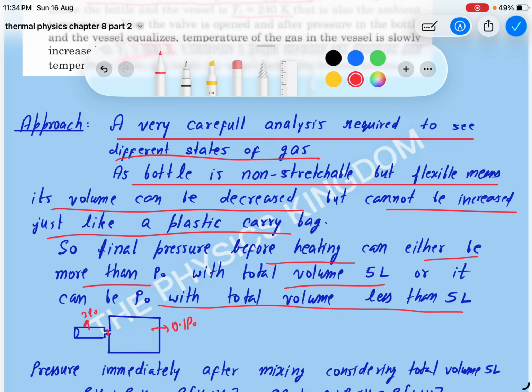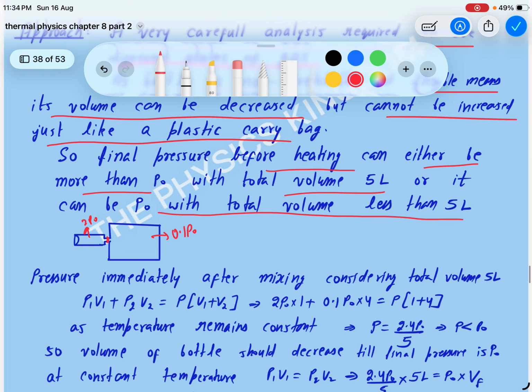Right. Okay. So first we need to see that on mixing them, what is going to be the pressure? That is the first thing I am doing. So P1 V1 plus P2 V2 is equal to P (V1 plus V2). So what I am doing, beta? PV is equal to nRT, so N1 RT1 plus N2 RT2 is equal to (N1 plus N2) RT. So this internal energy I am making equal, right?